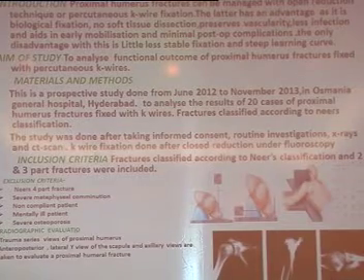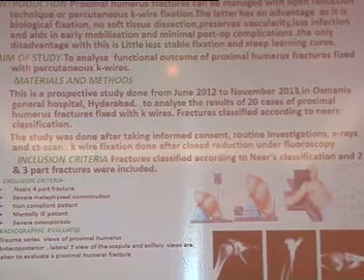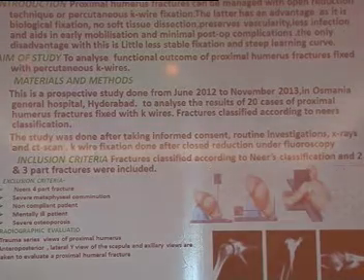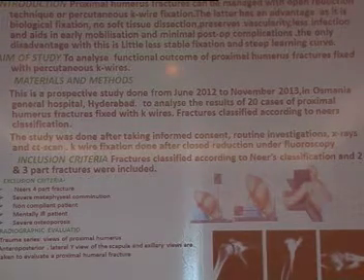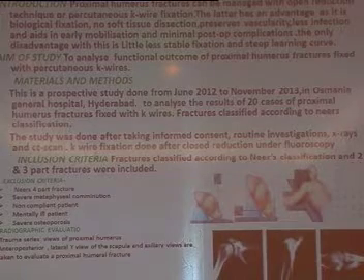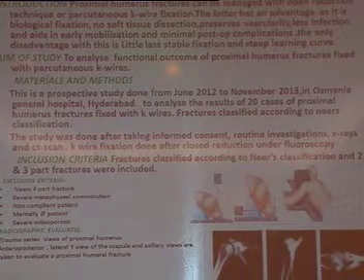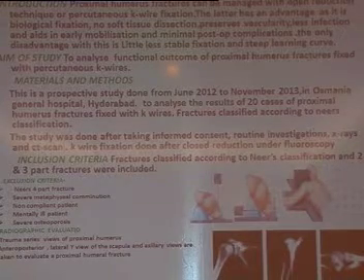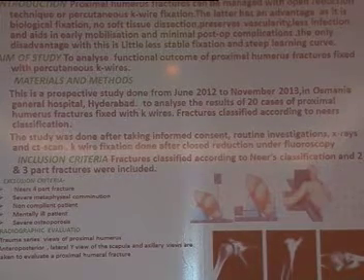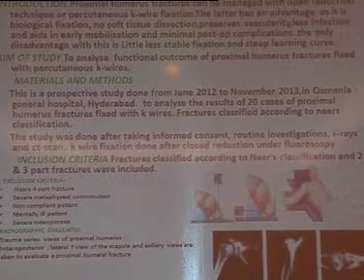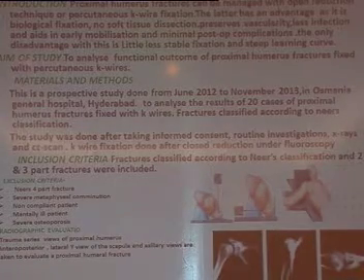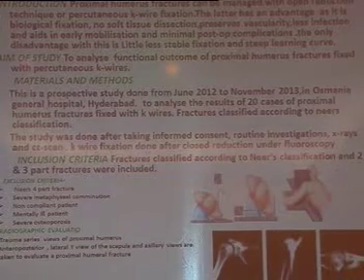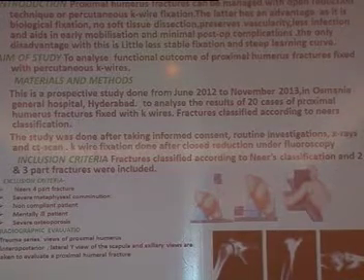The aim of the study is to analyze the functional outcome of proximal humerus fractures fixed with percutaneous K-wires. This is a prospective study done from June 2012 to November 2013 at Osmania Medical College, Hyderabad, and 20 cases were observed. The inclusion criteria were proximal humerus fractures classified by Neer as 2-part and 3-part fractures. The exclusion criteria were Neer 4-part fractures, severe metaphyseal comminution, non-compliant patients and mentally ill patients.